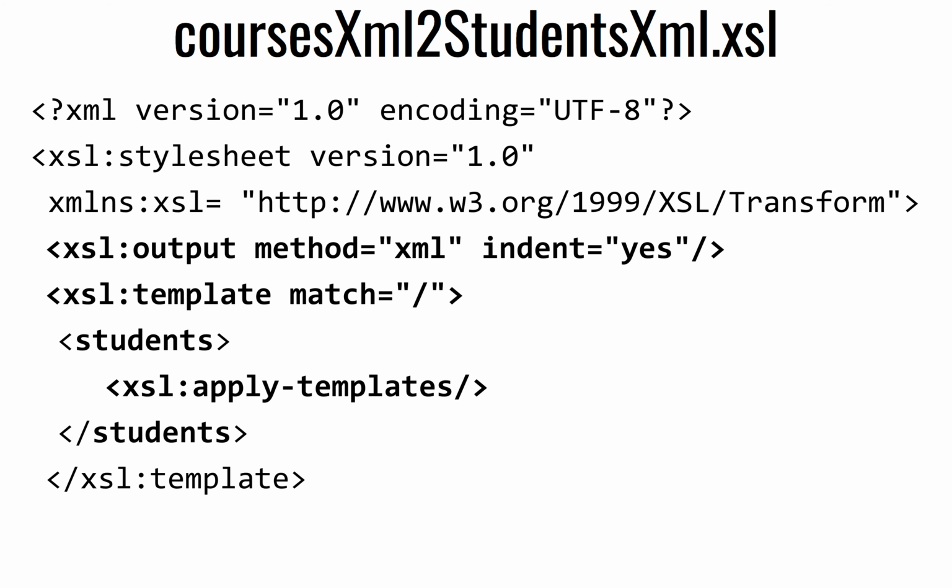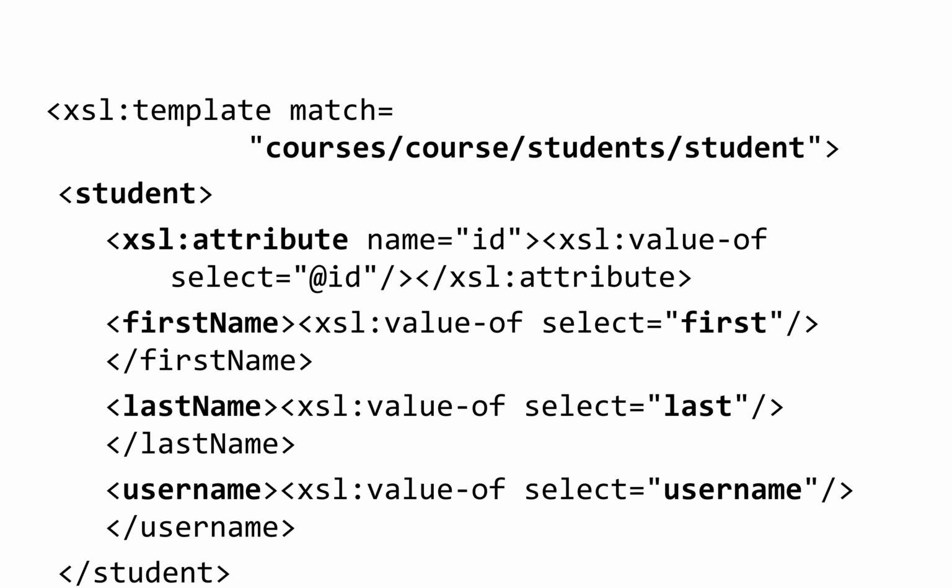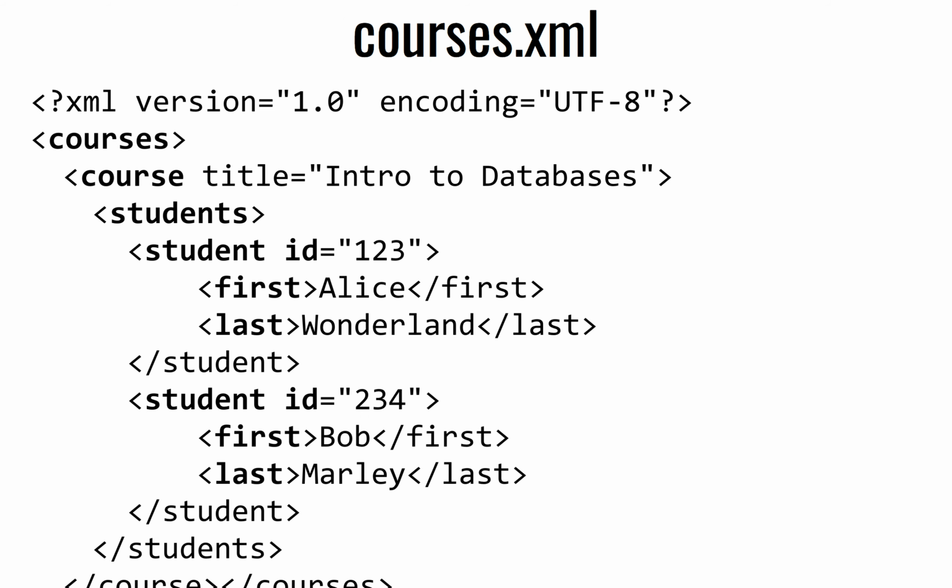Let's use this XSLT. It's a very simple XSLT. It's going to pattern match the root of the document, and what it's going to generate is an output students element. Inside of that, it's going to apply any other templates that are out there, and there's another template that matches courses, course, students, students.